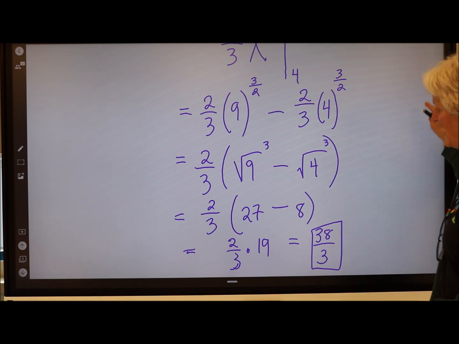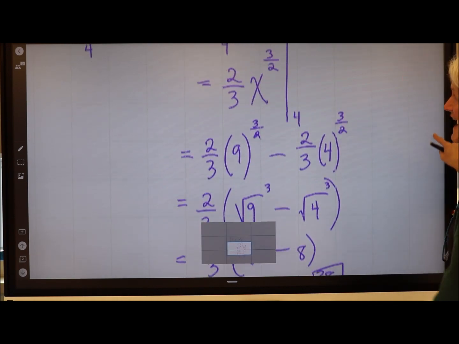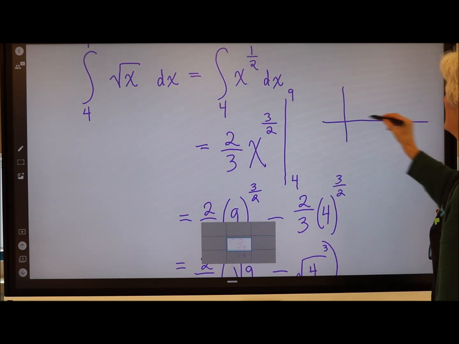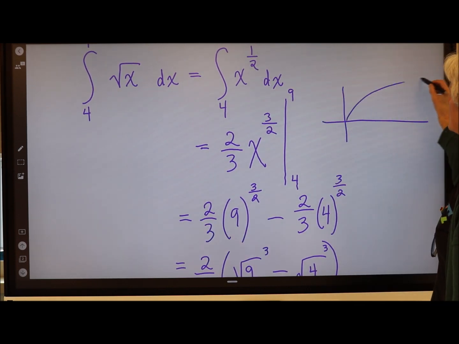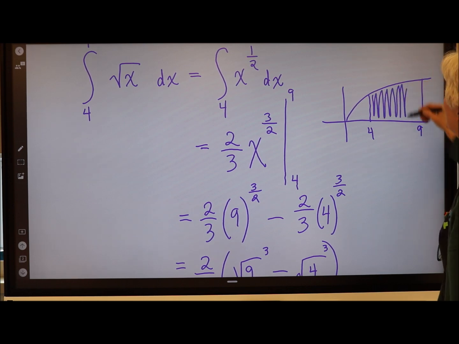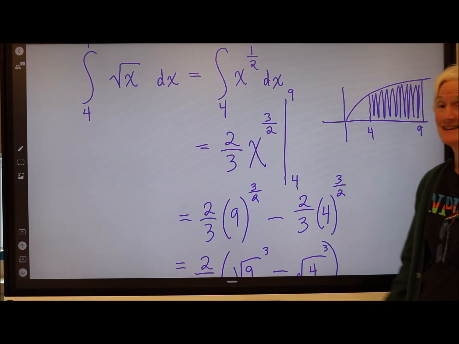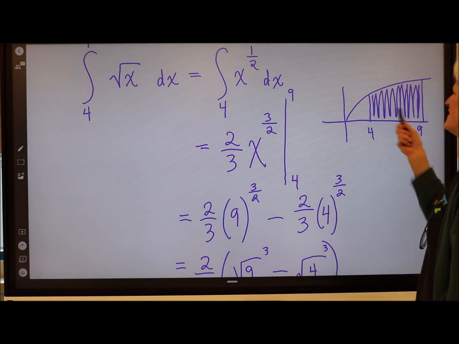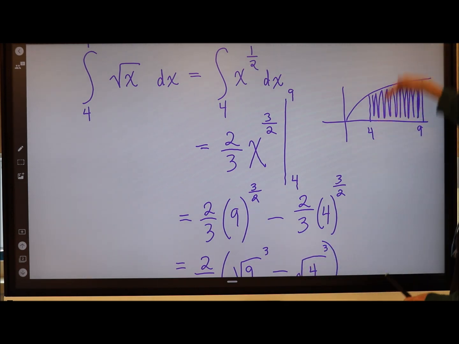Now, just for fun, if you wanted to graph that thing, right? Let's go ahead and graph it. Square root functions look like that, and you went from 4 to 9. Well, that would be hard to find that area using geometry. All right, we kind of need calculus to find that area, but you can at least visualize it's all in positive land, so all of that area happens to be positive. Okay?